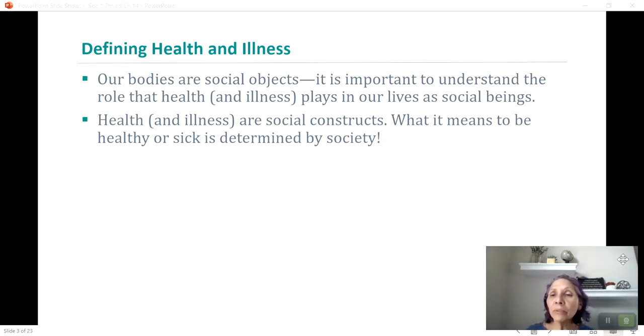And again, people put different meanings and different importance into what it means to be healthy, or how important it is to them to avoid getting ill.